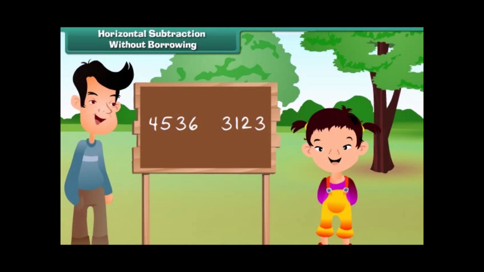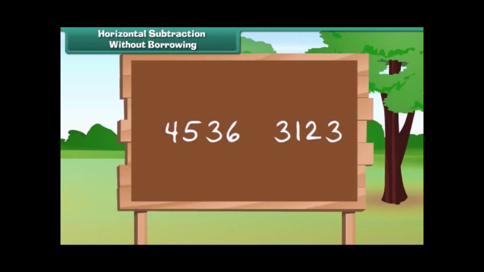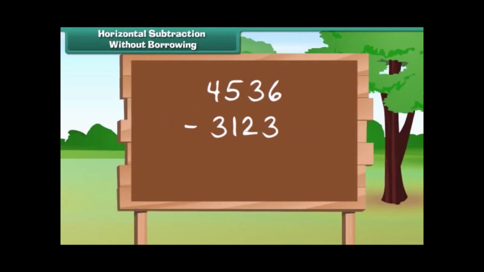Let us help her. We write the bigger number above and smaller number below it. Now subtract the numbers at ones place, the tens, next hundreds, and at last thousands. Thus the answer obtained is 1413.